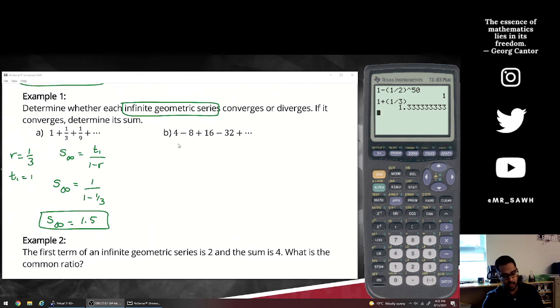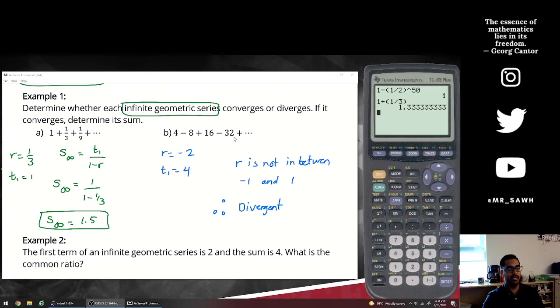If you think about b here, you need the same thing, so I need a ratio. I need a first term of 4, which I have, but my ratio here, if I do -8 divided by 4, I'm going to see my ratio is -2. The problem is that r is not in between -1 and 1. Therefore, this is divergent. The infinite sum will not approach one specific value.